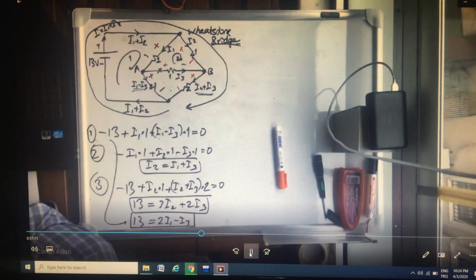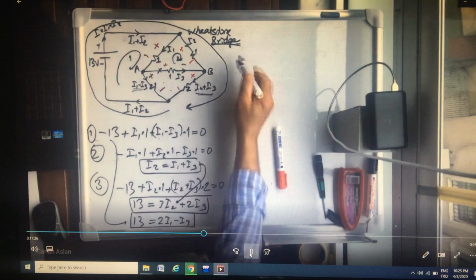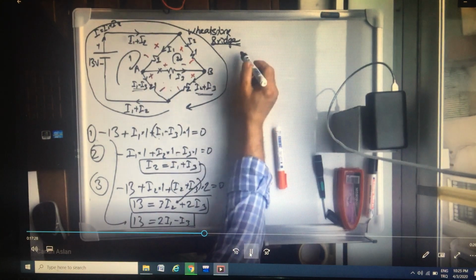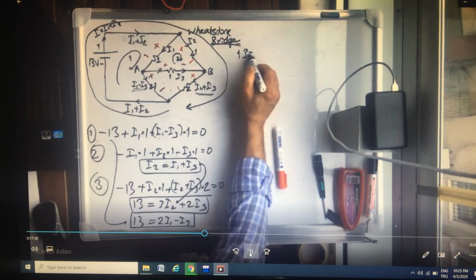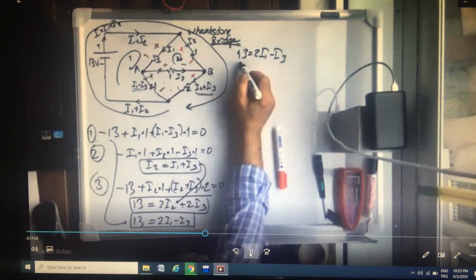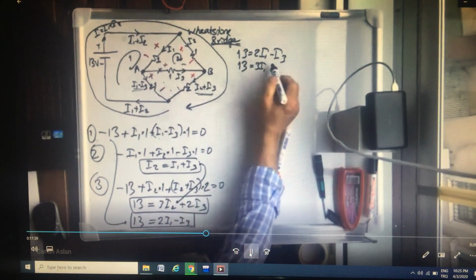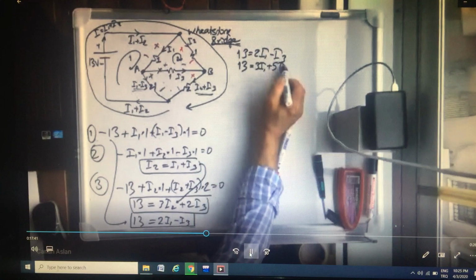What we do is that if we put I2 into here, we get two equations. So I2 is I1 plus I3. Okay, so 3 times I1 plus I3 and then plus this, this is what you get. So these two equations that you get: the first is 13, which is equal to 2I1 minus I3. The second equation is 13, which is equal to 3I1 plus 5I3.